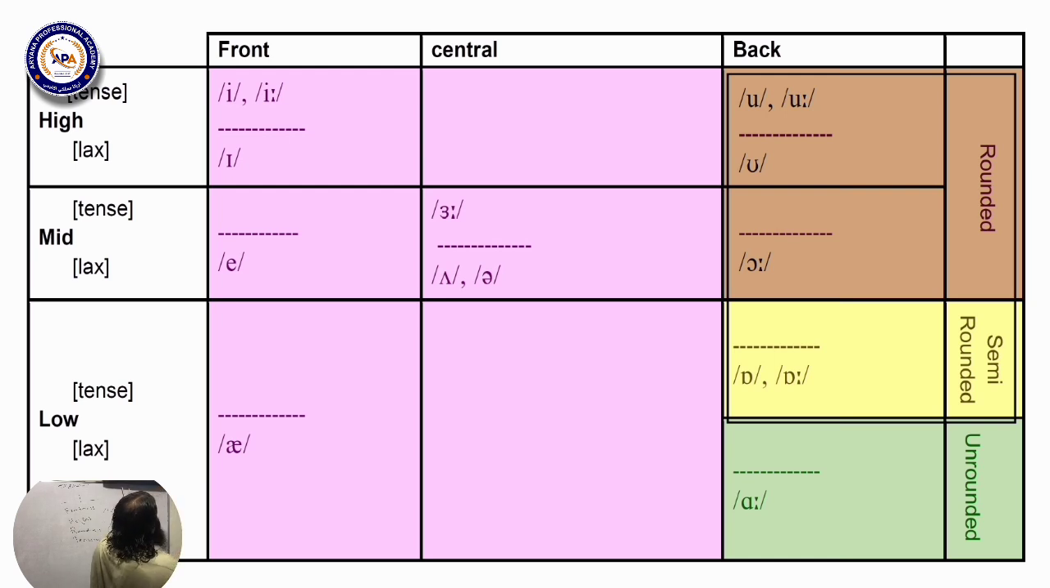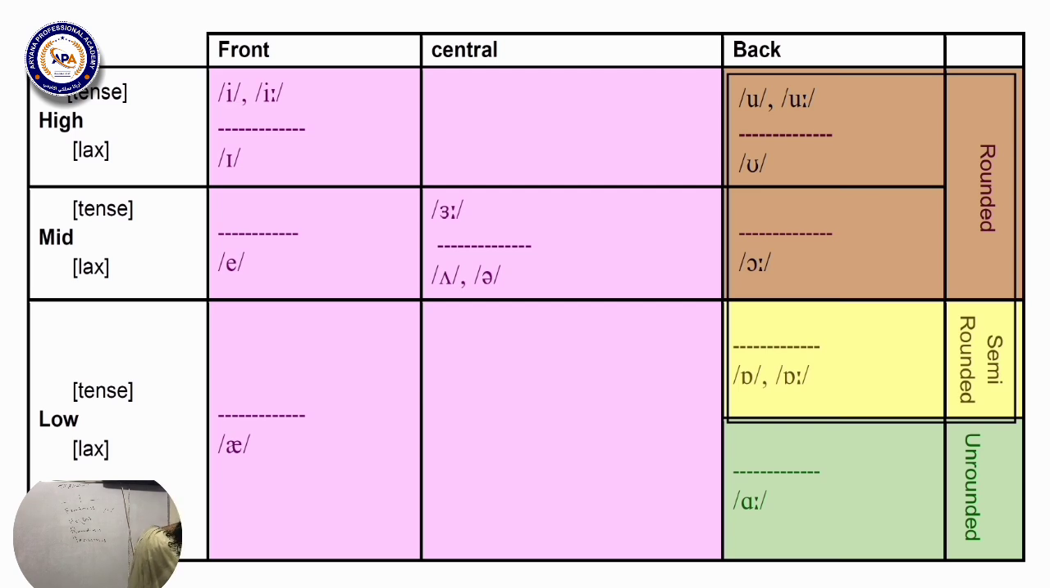And central vowels, we studied yesterday, we have three central vowels, and all three of them are mid vowels. All these three sounds are central according to frontness, and mid according to height. One of them is a tense vowel and the other two are lax.